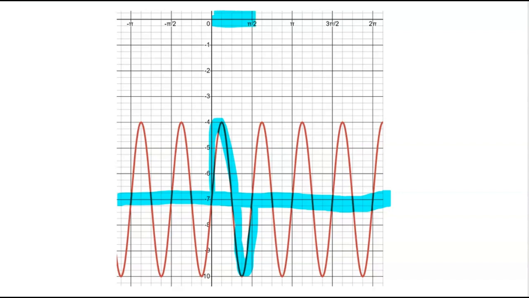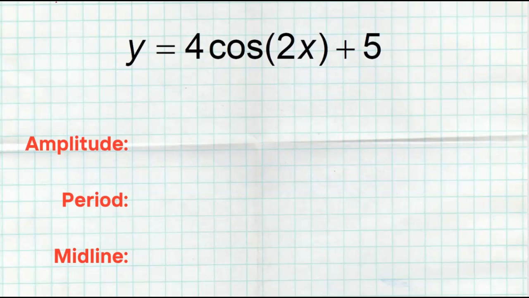All right, next problem here. We see an A value of 4, a B value of 2, and a D value of 5. Once again, the amplitude is going to be the absolute value of A, which is 4. So we're going to have an amplitude of 4, up 4, down 4 from the midline. And speaking of the midline, it's going to be that D value of 5. So it's going to be a vertical translation up 5 and a vertical dilation by a factor of 4.